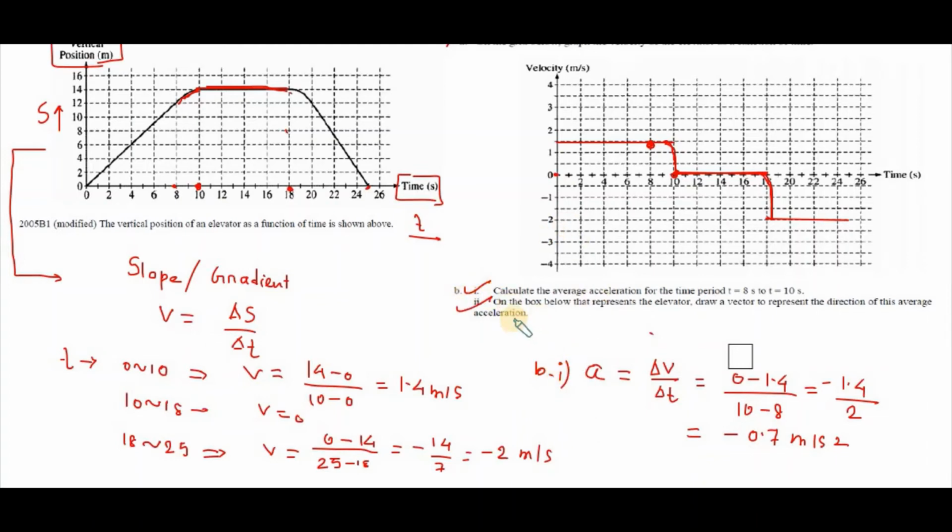Now in the second part, part 2, the box below represents the elevator; draw a vector to represent the direction of this average acceleration. Initially it's given that the elevator is moving in the upward direction, right? Since its motion from 8 to 10 seconds, its displacement is increasing. It is moving in the upward direction, but the acceleration is negative, which means the acceleration would be opposite to its displacement. Since it's moving upward, the acceleration would be downward. So it's a downward direction average acceleration.